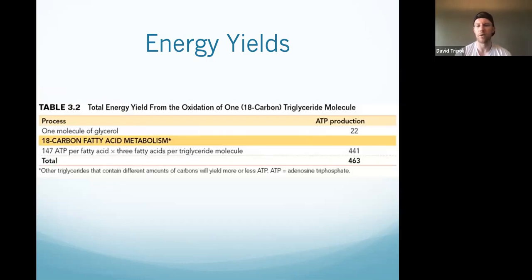And this is from fat. So from a triglyceride molecule, 1 molecule of glycerol can create 22. Then 147 ATP per fatty acid, and you have 3 fatty acids on every triglyceride. So you have a glycerol molecule over here, and then you have 3 fatty acids connected to it. The glycerol itself is going to give you 22, and then you have 147 ATP per each fatty acid. So you have 3 of those. Look at the energy you can get from fat.